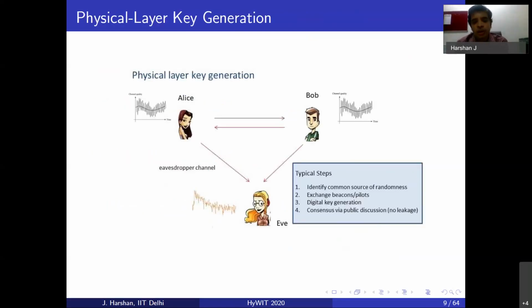Okay, so with physical layer key generation, as mentioned earlier, we have two participating nodes, Alice and Bob. They would like to harvest a secret key by using the randomness available in the wireless channel between them. Right, so they're not going to fall back on the Diffie-Hellman based key exchange. They're going to do something new.